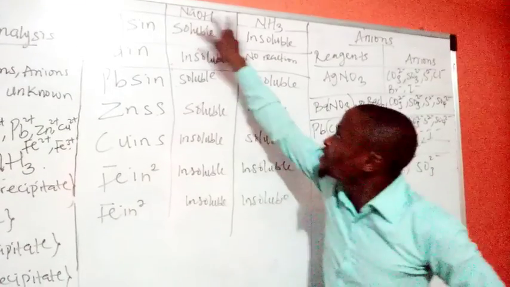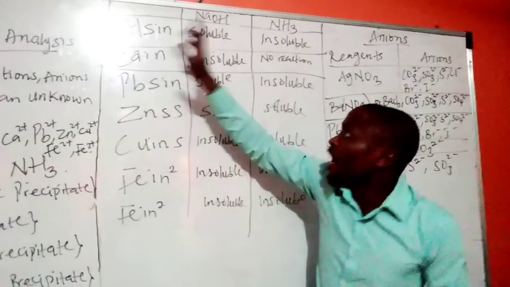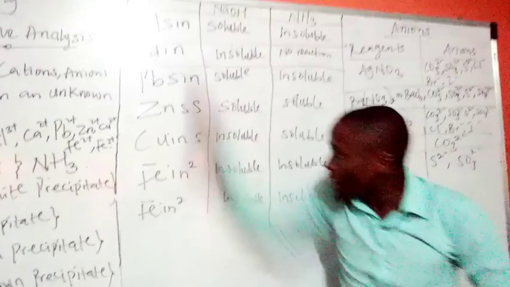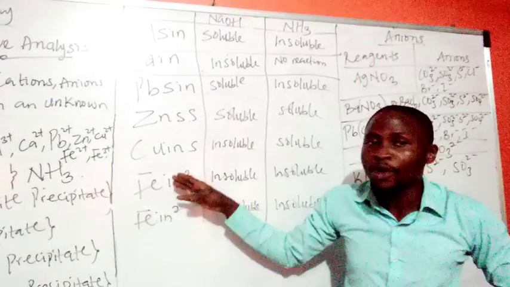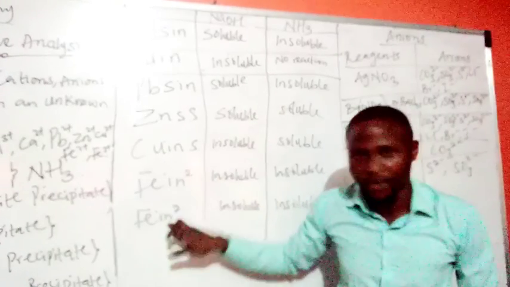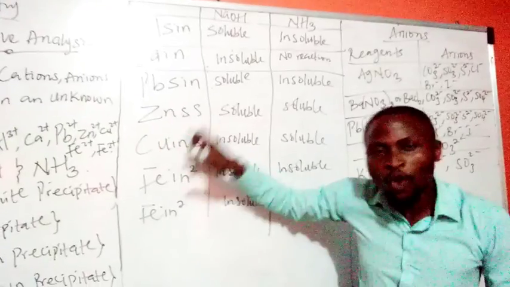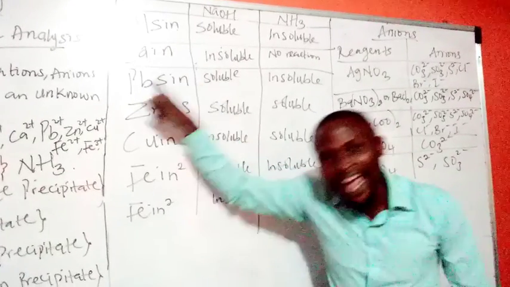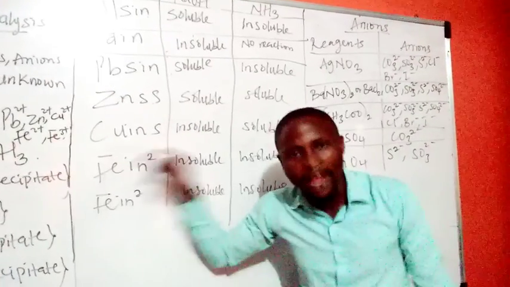Now, how do these cations relate to these precipitates? Ladies and gentlemen, how do these cations relate to the precipitating agent? The point is, memorize this. So far you can memorize this, the rest is a walkover. What is the memorization? Alcene, cane, pepsin, zins, queens, fen square, fen square.